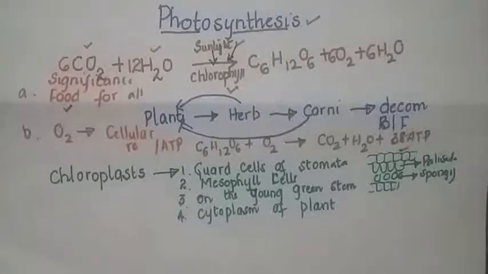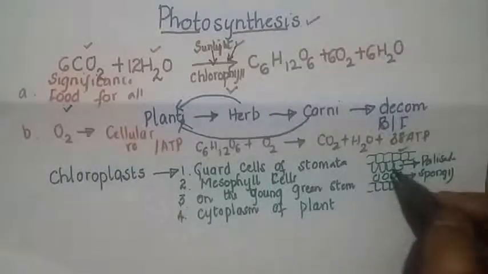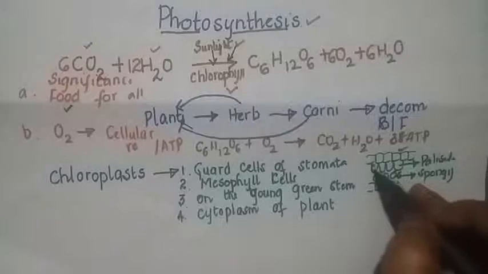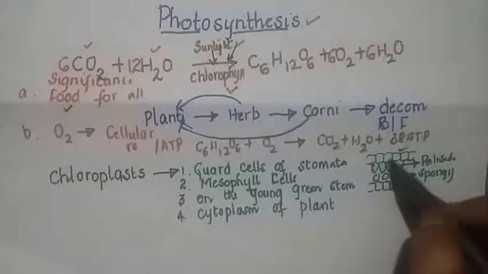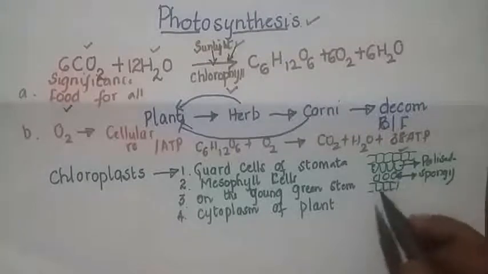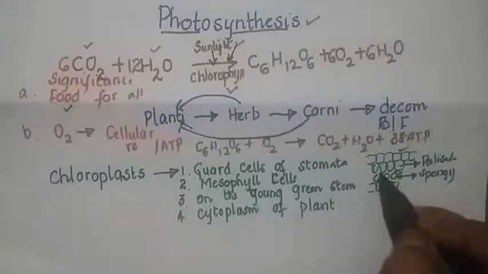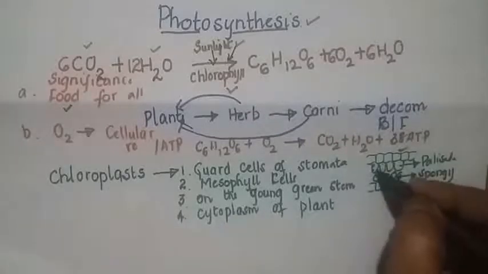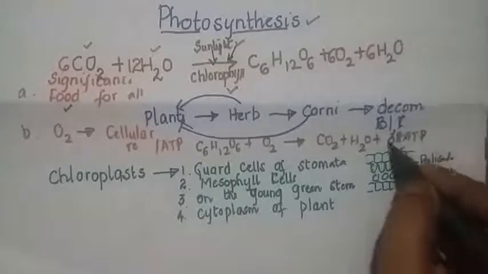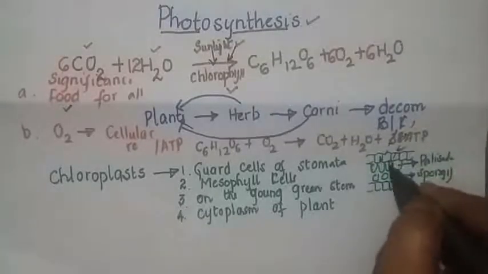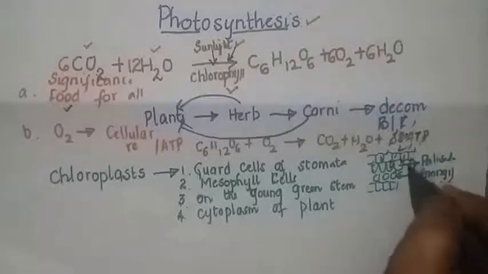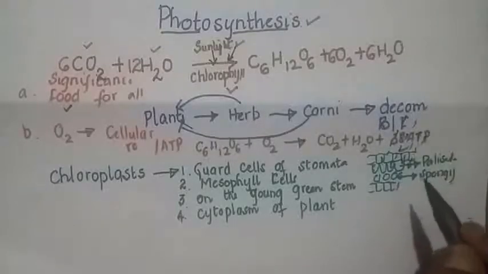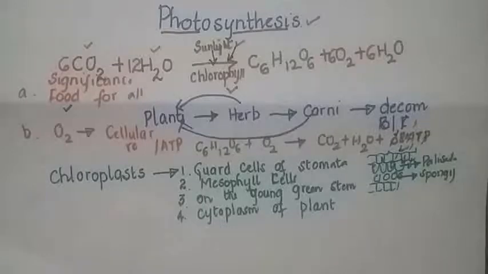Fine. And then these chloroplasts are especially located in the palisade parenchyma cells, which are very close to the upper epidermis. Within one single palisade parenchyma cell, you may find around 50 to 60 chloroplasts, which are close to the upper epidermis. This is because it is easier for the chloroplasts to absorb maximum sunlight to carry out photosynthesis.